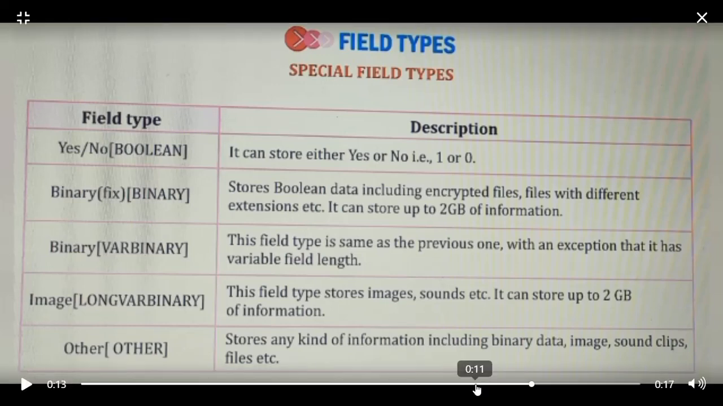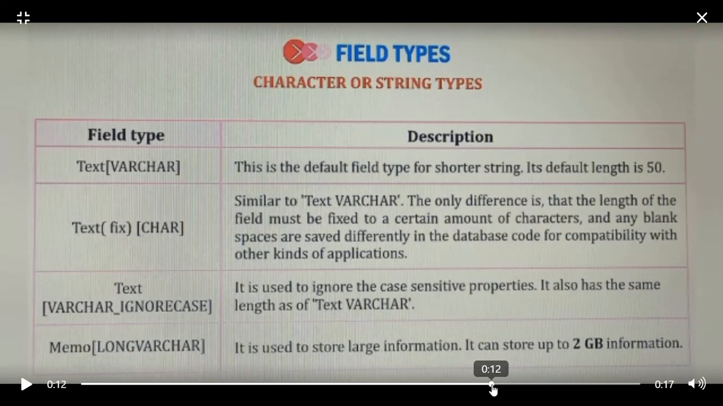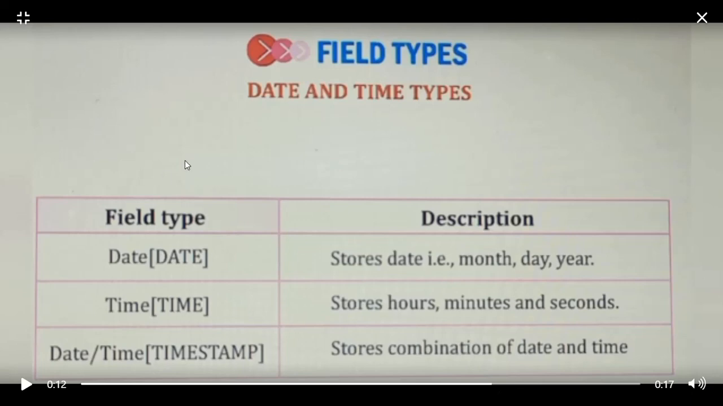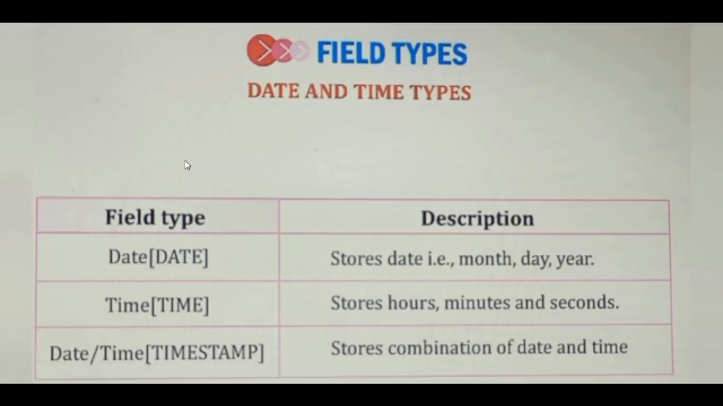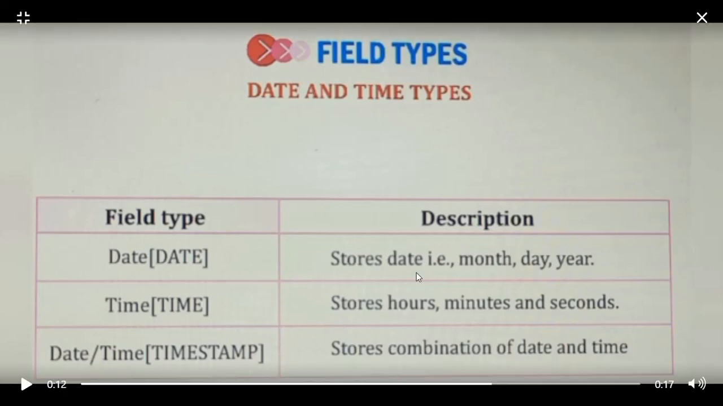Just wait, we have date and time. Yes, this one, types. In this, as the name suggests, we can store date type of information, a date type of field, or we can store time type of data, or date and time both. The first one is date, which stores in the form of month, day, year. Then we have time: hours, minutes and seconds.